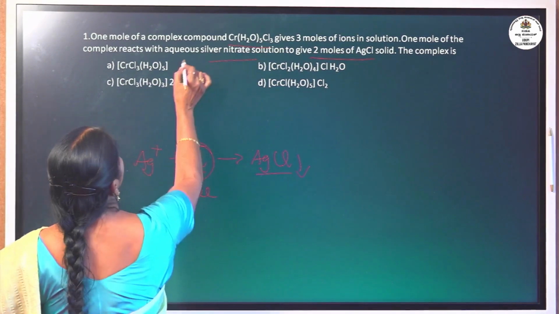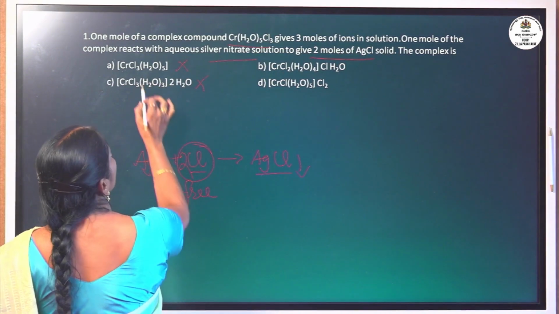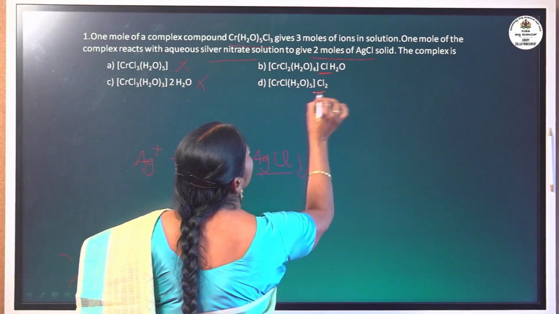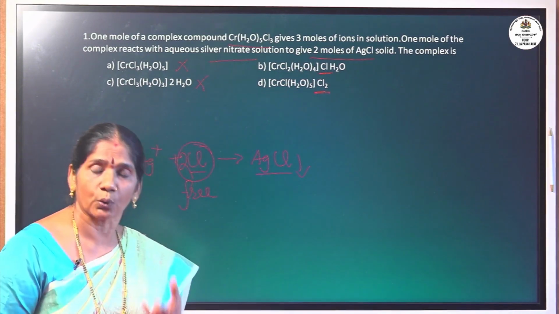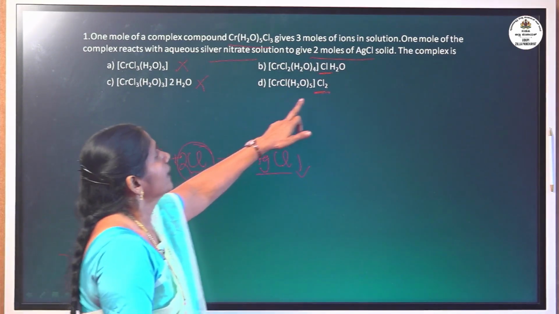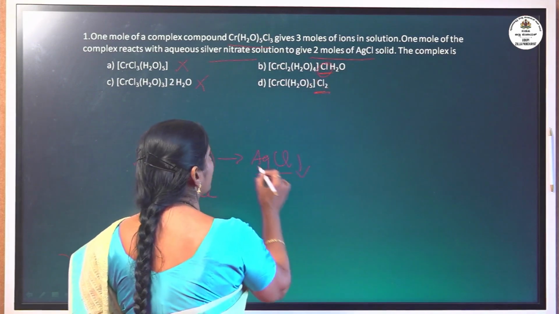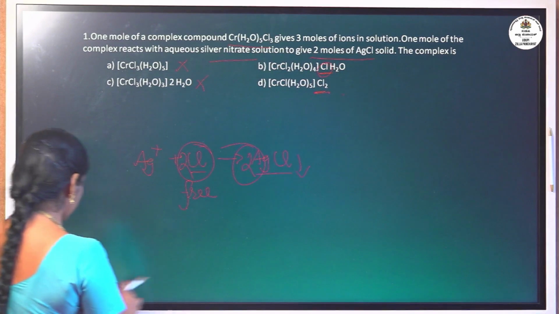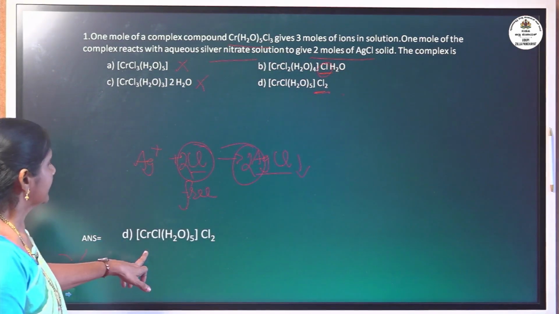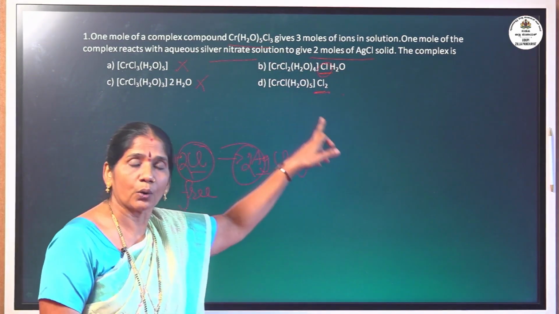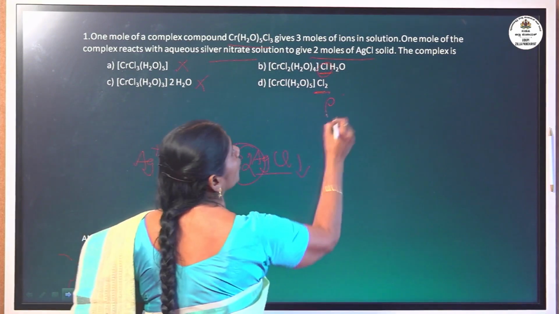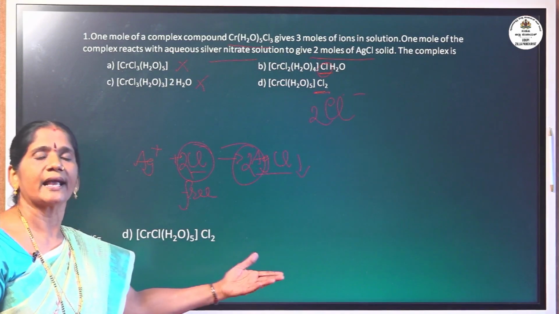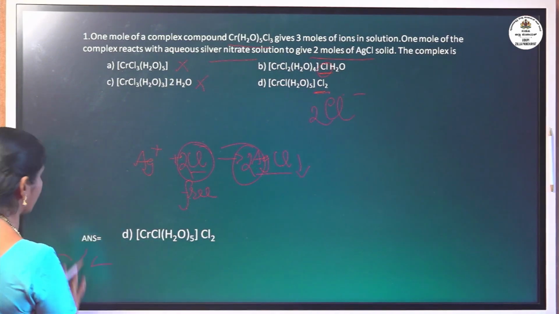Now if you see, these two can't be the answers because chlorine is acting as a ligand here, but in this case you can see chlorine outside, and in this case also you can see 2 chlorine outside the sphere. Here it is only 1, but we are getting 2 moles of silver chloride, and therefore the answer is D, with 2 chloride ions as counter ions which are present as free ions in the solution.